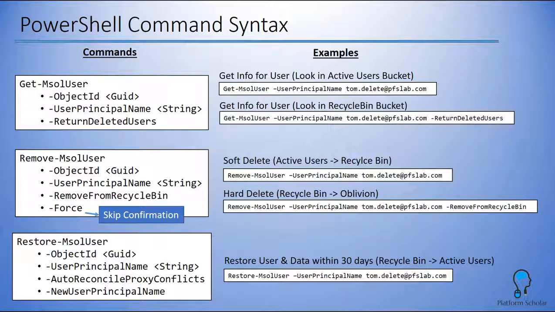So to summarize what's been said thus far, the Get-MsolUser command can be used to look in either bucket depending on whether you use the -ReturnDeletedUsers switch, but it can't look in both at the same time. And the Remove-MsolUser command can perform a soft delete or a hard delete depending on whether you use the -RemoveFromRecycleBin switch, but can't do both simultaneously. The Restore-MsolUser command, however, does not have any such modifiers. This is because the only target users for restore have to be in the recycling bin, and they can only be restored to the active users bin. The other parameters for the restore command we've already covered in another lesson.